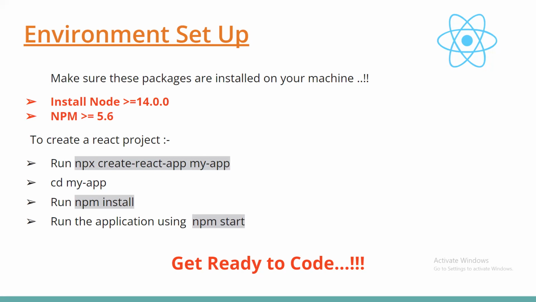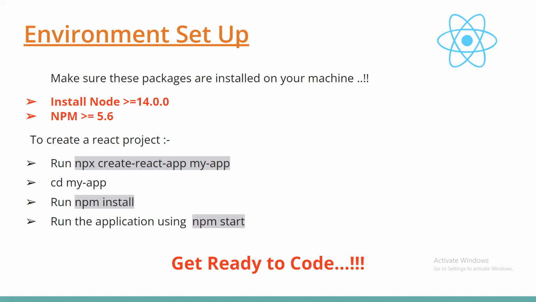First one is Node version greater than 14. Currently we are using 18. Greater than 14, we can use any of it. We have to install npm, that is node package manager, version greater than 5.6. These two basic packages are required for our React application to run. So these two are the main things to be installed.